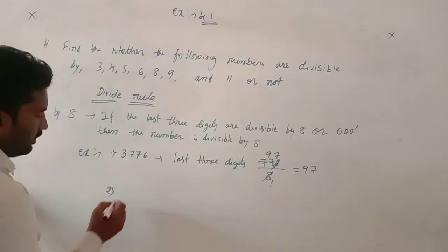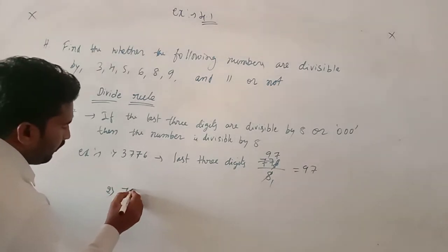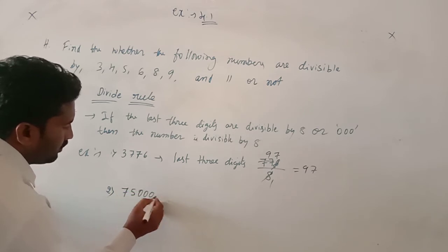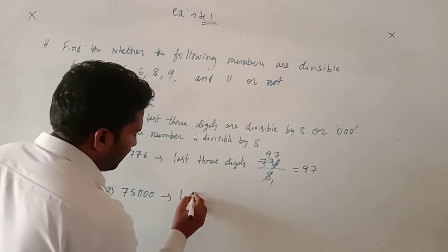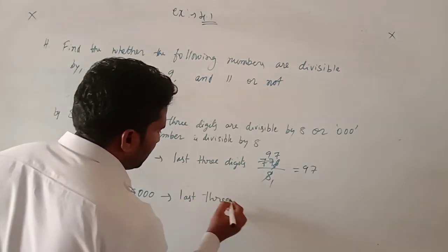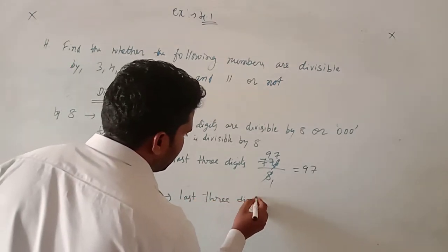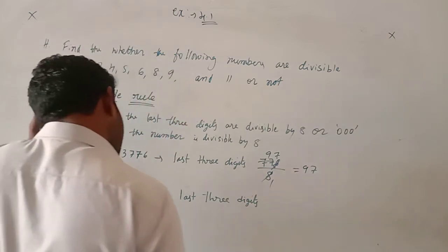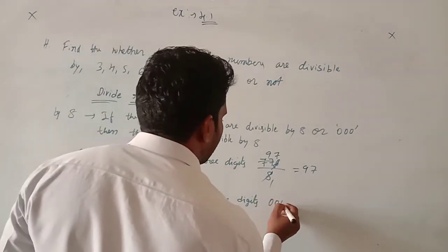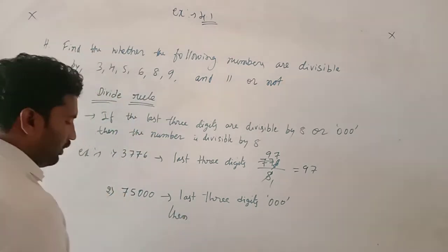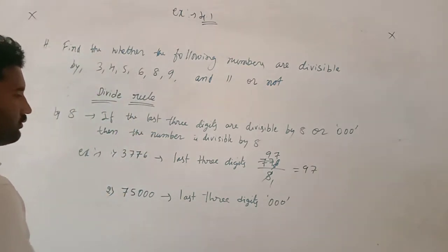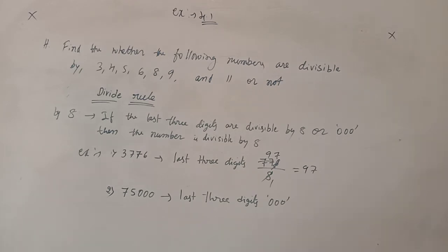Second one, 75000. So what are the last 3 digits? How much? 000. Then the number is divisible by 8. Okay, last 3 digits are 000. The number is divisible by 8.